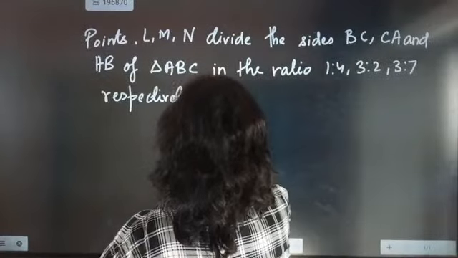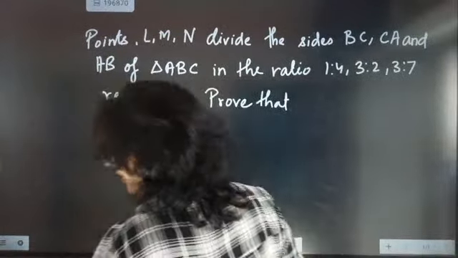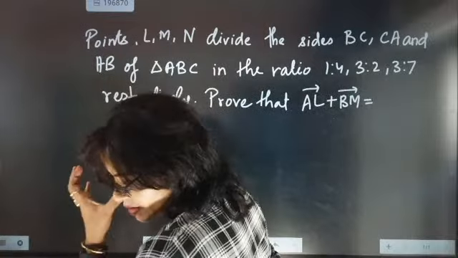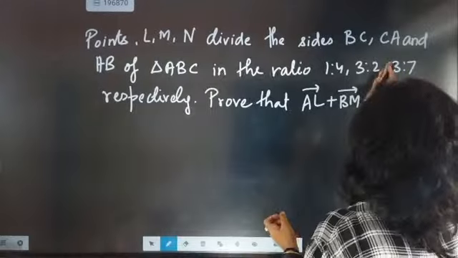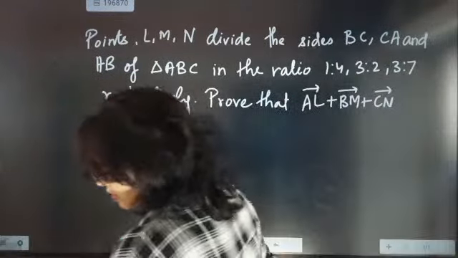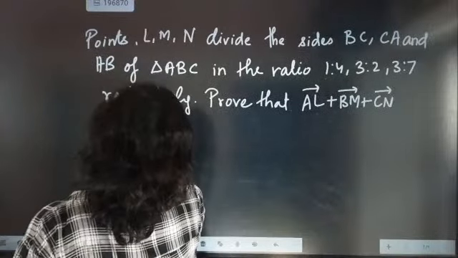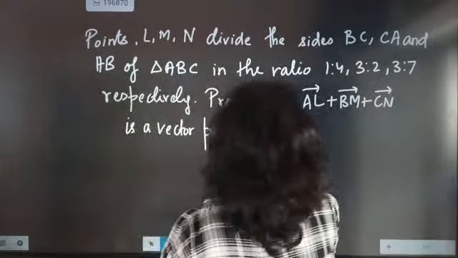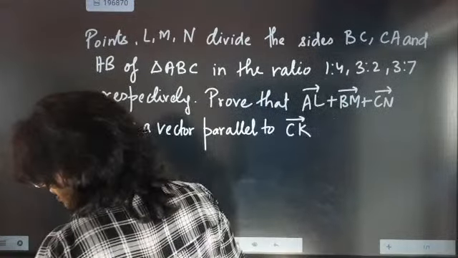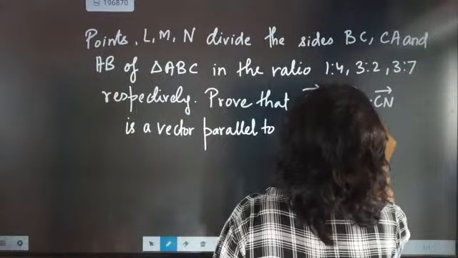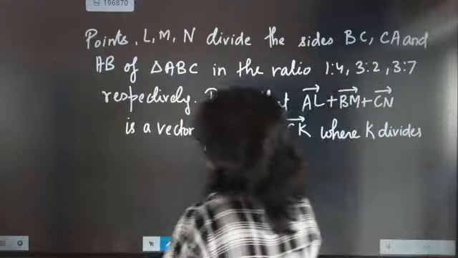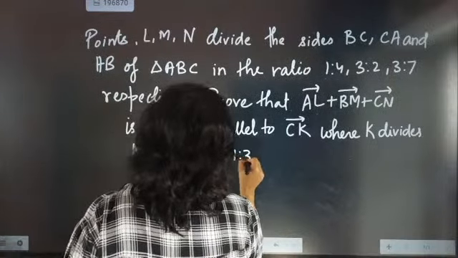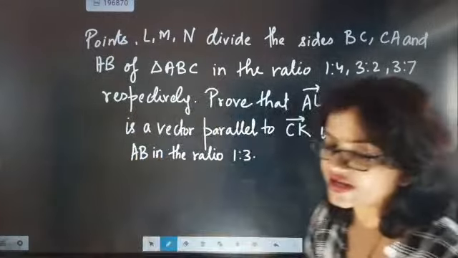Prove that AL vector plus BM vector plus CN vector is a vector parallel to CK vector, where K divides AB in the ratio 1:3. Where K is dividing AB in the ratio 1:3.